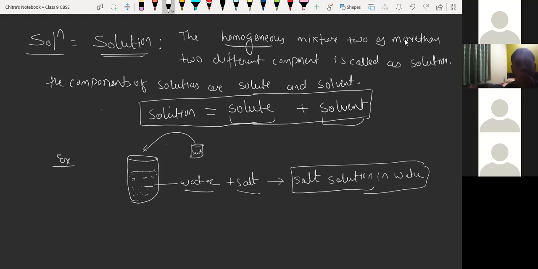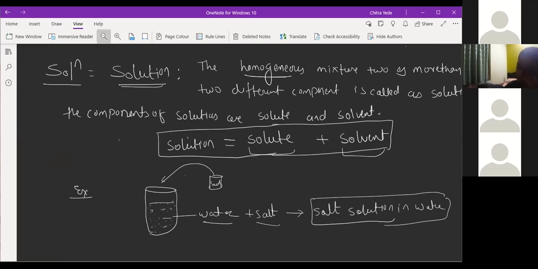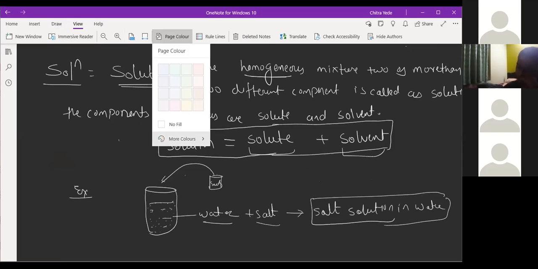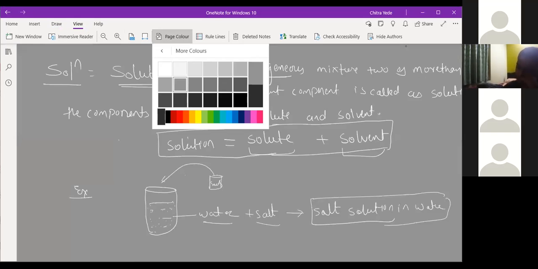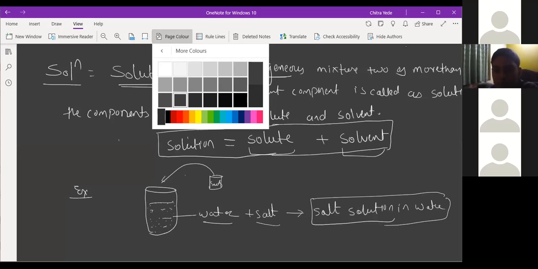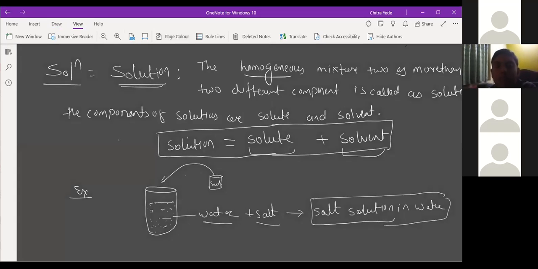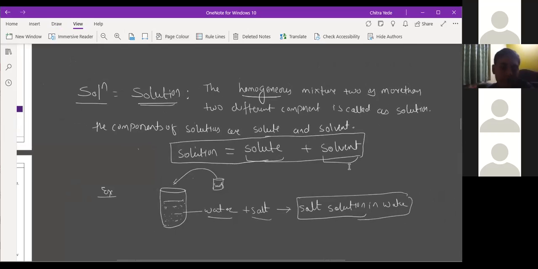Next heading. So I want you all to take a screenshot for that. Take a screenshot. Done, sir. Okay. So I'm going to erase that. Wait a second.